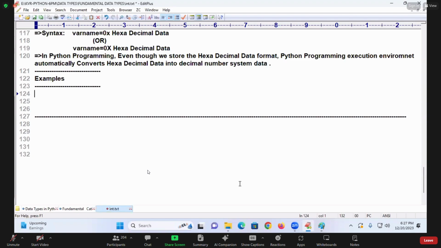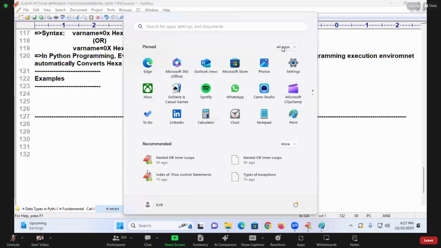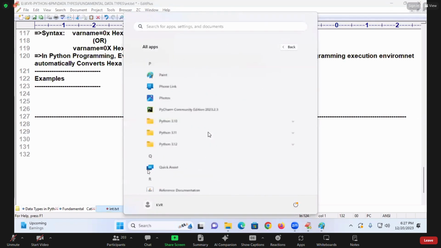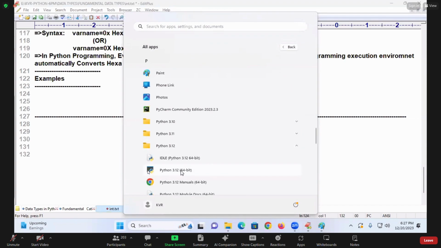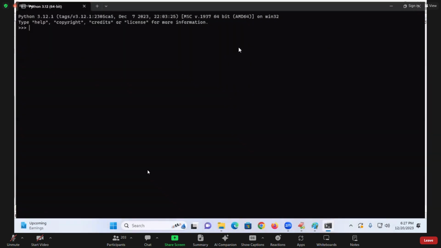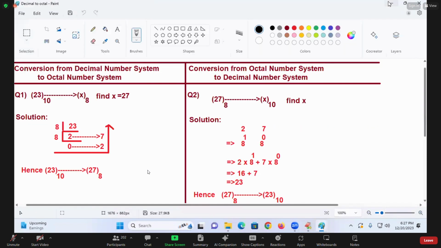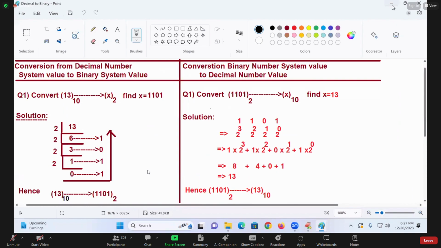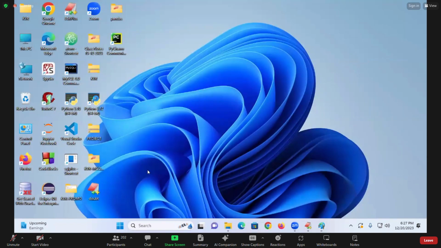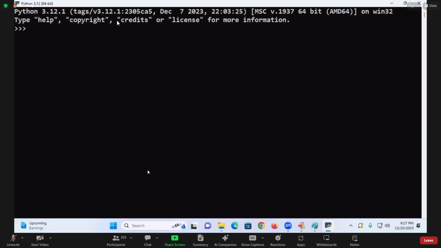Now I'll go to the example. Now I'll go to the Python environment. You know how to go to the Python environment? All apps, go to Python, Python 3.12, Python command prompt. This is your Python command prompt, correct? For more visibility for the students, I kept one shortcut like this. 3.12, 3.12.1, this is the up-to-date version.